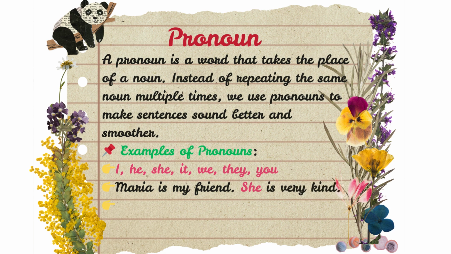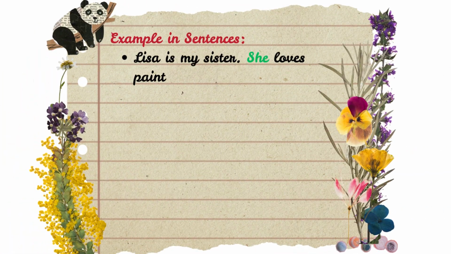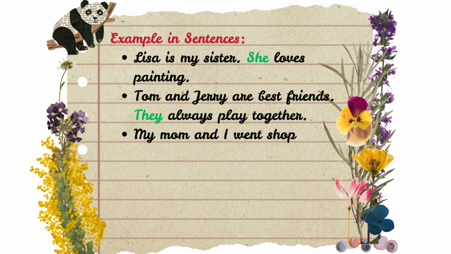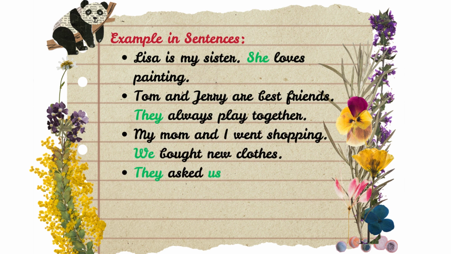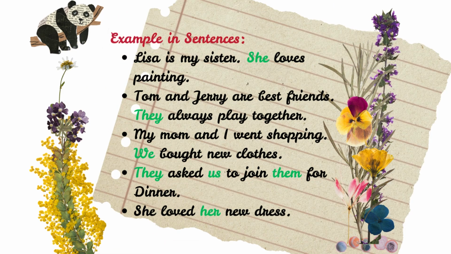Maria is my friend. She is very kind. John and I went to the park. We had fun. Example in sentences: Lisa is my sister. She loves painting. Tom and Jerry are best friends. They always play together. My mom and I went shopping. We bought new clothes. They asked us to join them for dinner. She loved her new dress.